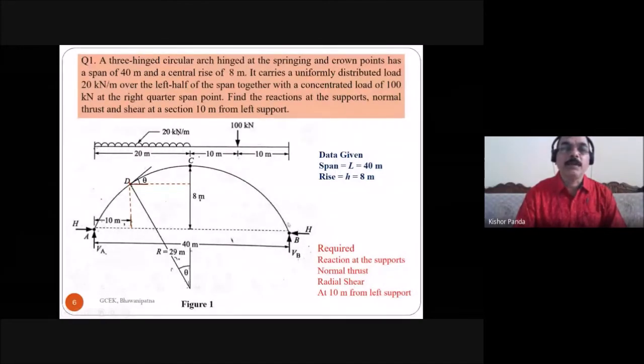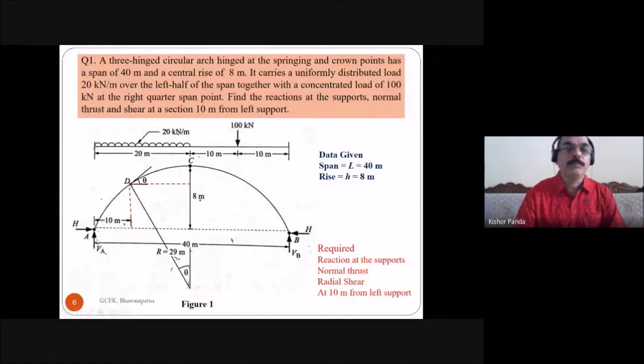When you are taking the moment about this point, how many forces are there here? This is one vertical reaction, this is the UDL, and this is the point load. So take the moment of this vertical reaction about this point, take the moment of this UDL about the point B, and take the moment of this load about the point B.